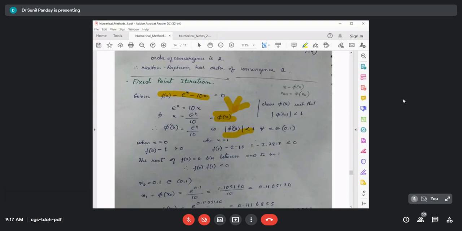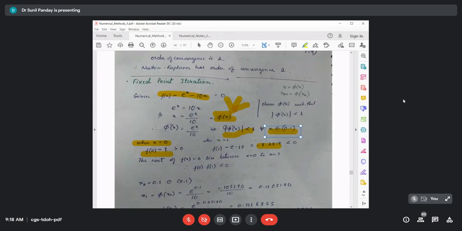If this is true, that is, the absolute value of phi dash of x is less than 1 within the given interval where our root lies. Suppose our root lies between 0 and 1, because we have already tested this. For x equals 0 we are getting f(0) is 1. If I substitute x equals 0, then I will get 1, and for x equals 1 I am getting this one. So one is positive, another one is negative. So it means that our root lies between 0 and 1. So I select my initial point from this interval 0 to 1.